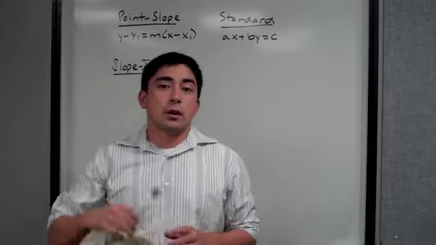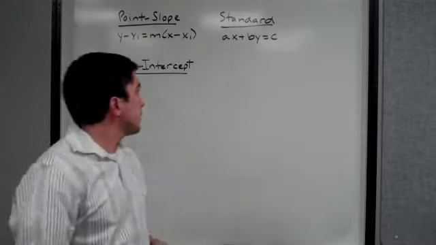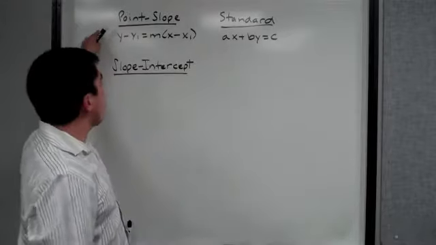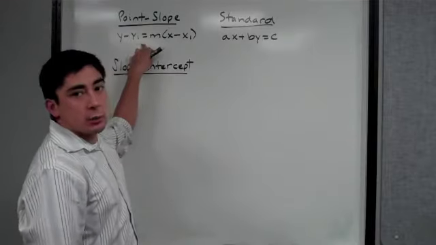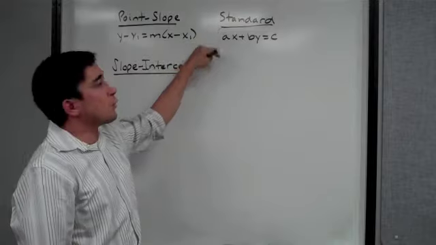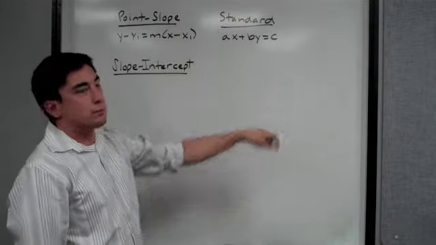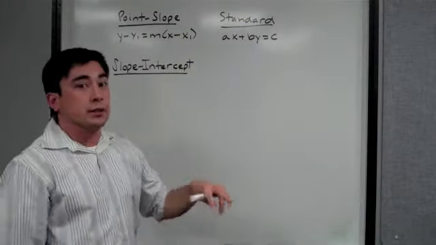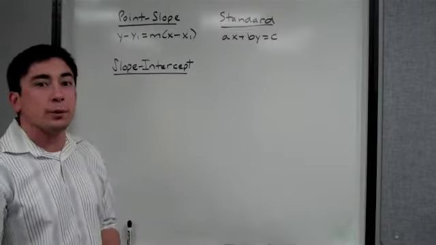Well, today we went over our third form of a line. What we've gone over before is point-slope, which is y minus y1 equals m times x minus x1. And we also have standard form, which is ax plus by equals c. So those are the two forms we already learned, and now today we talked about slope-intercept.